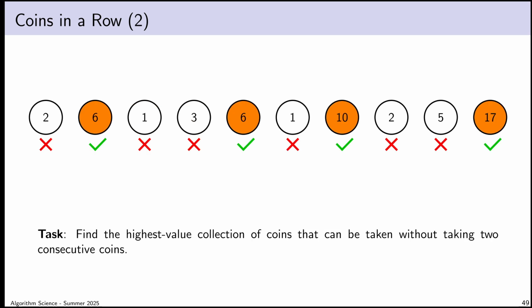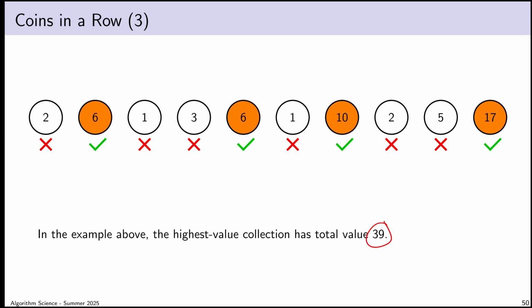Those are the rules. And the task is, I want you to figure out the largest value you can get out of coins that you can pick up. So you can pick up any collection of coins as long as no two are next to each other. The question is, what is the highest value you can acquire by doing that? In this example, the highest value happens to have total value 39. Now, for the sake of convenience, I'm going to call this $39, even though I know that typically you don't have coins that are worth $17 or whatever. I'm going to say I've picked up $39 worth of coins.